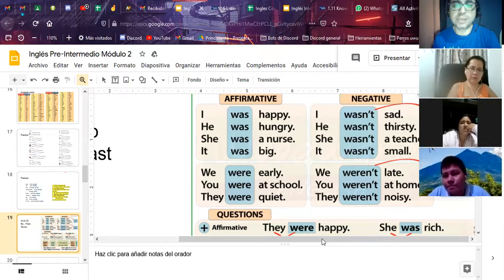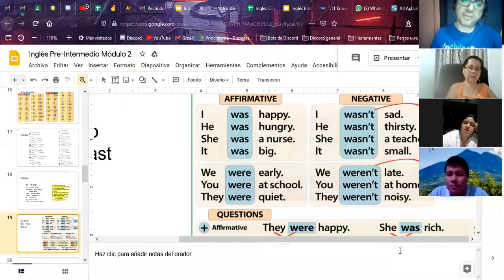And the other one is the negative. It's going to be was and were, but with the contraction, not. So I wasn't sad. Remember, wasn't. He wasn't thirsty. She wasn't a teacher. It wasn't small. And for the plural, it's going to be weren't. We weren't late. You weren't at home. They weren't noisy. And it's possible, actually, to use was not or were not if you want. But of course, the most common is the contraction. That is definitely the most common thing. Any question with a negative?